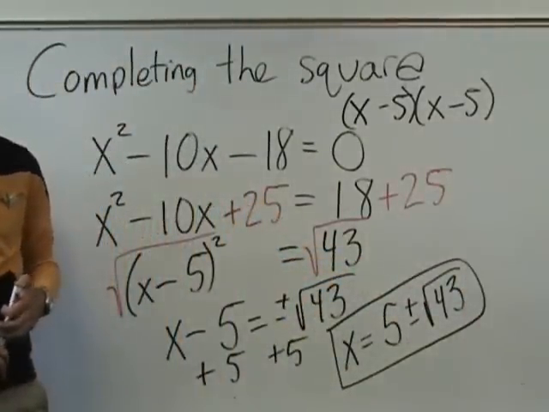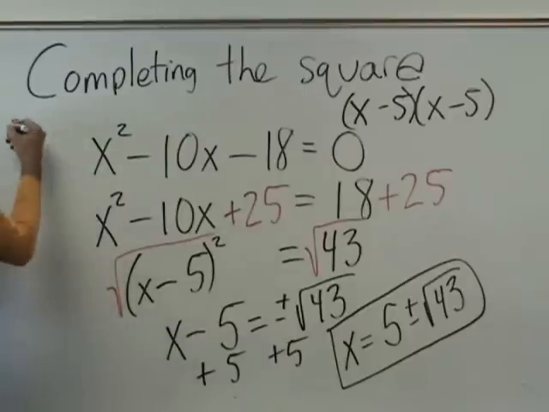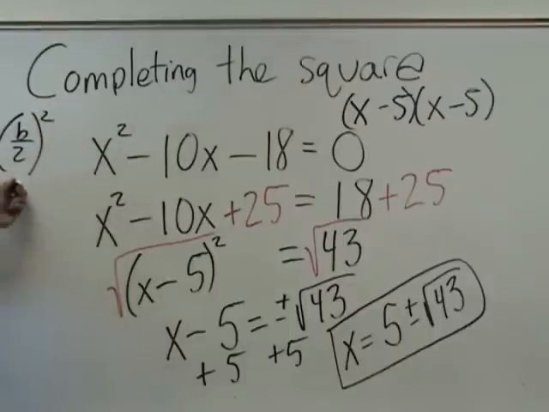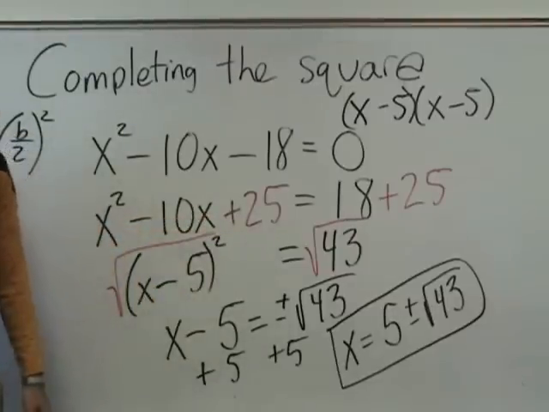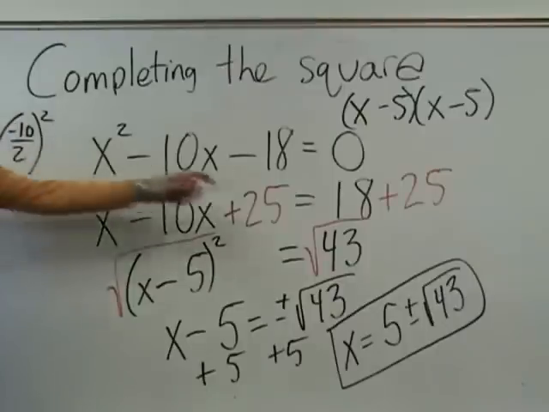Yes? Don't understand how you got 25. What's b here? Negative 10. So negative 10 over 2 is negative 5. Negative 5 squared, 25. So we'll just put in the negative 10 instead of the b to make it much easier. Right. So let's put in negative 10. That's good.